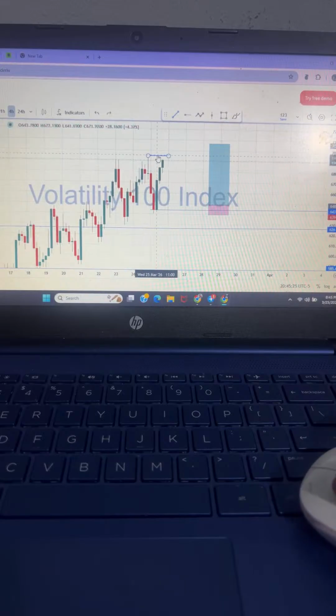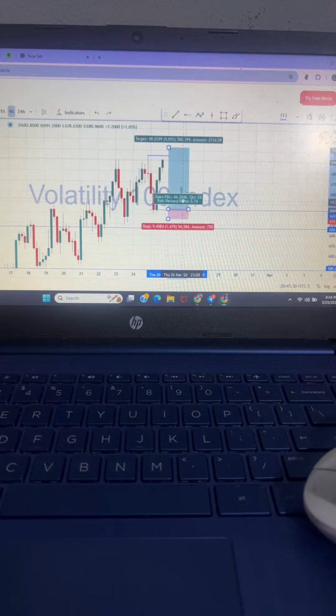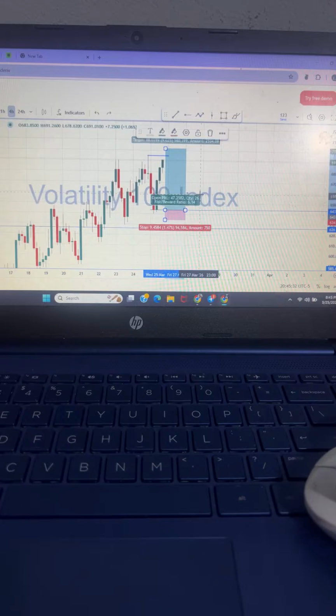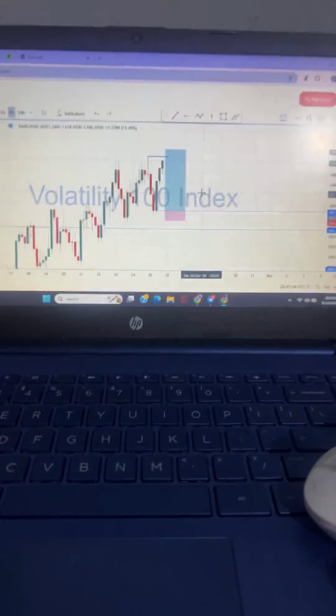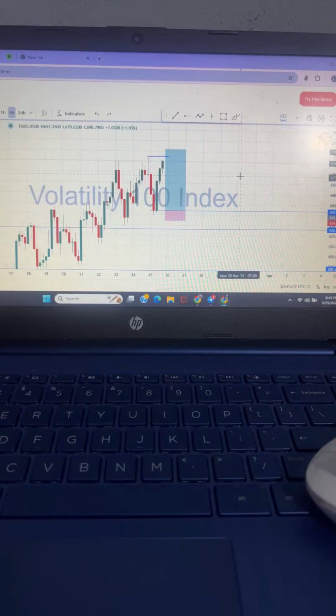Price gave a market structure shift there. I want to see price retrace and come back down to this zone. Okay, that's possible. We can watch that and see what price does.